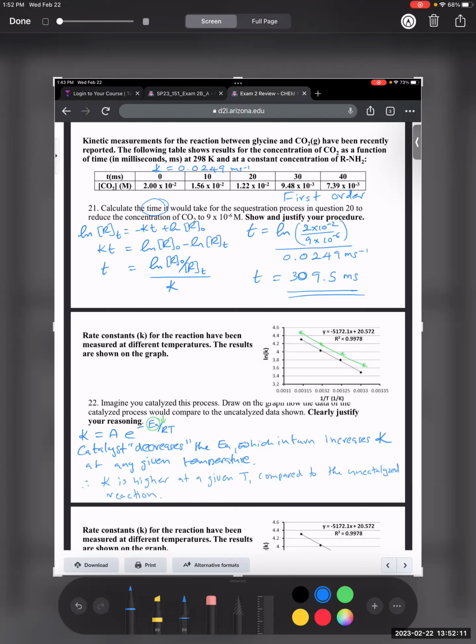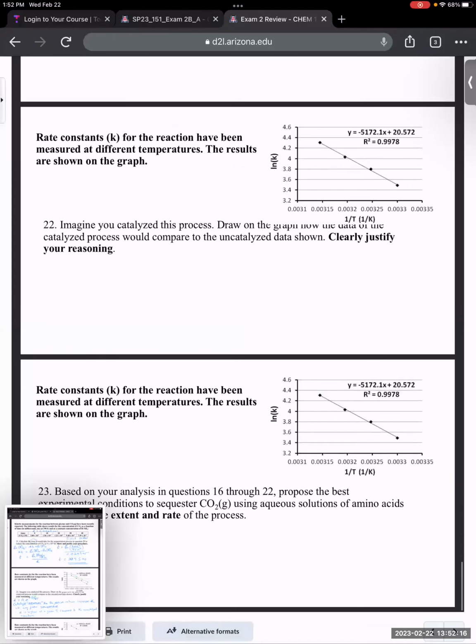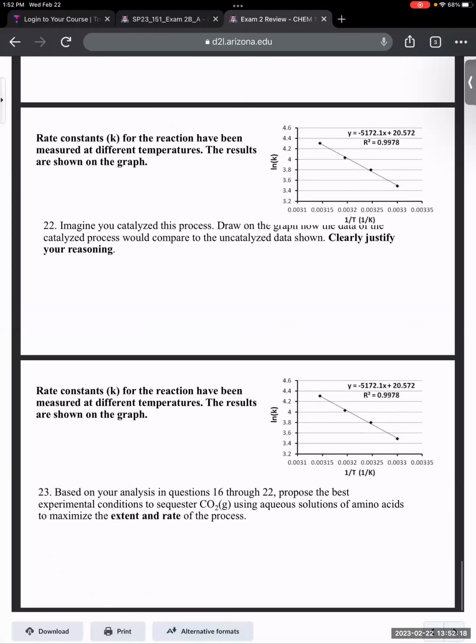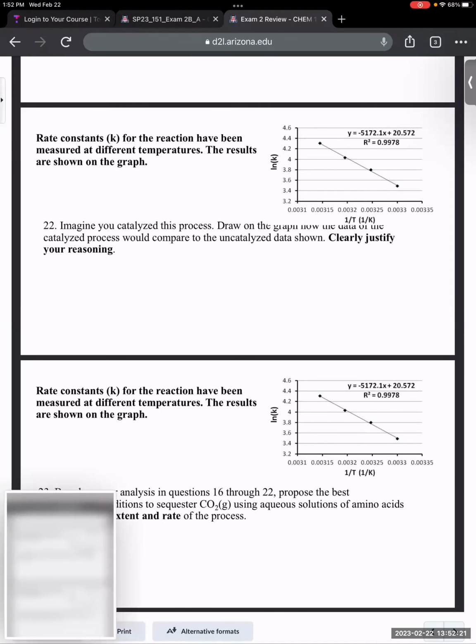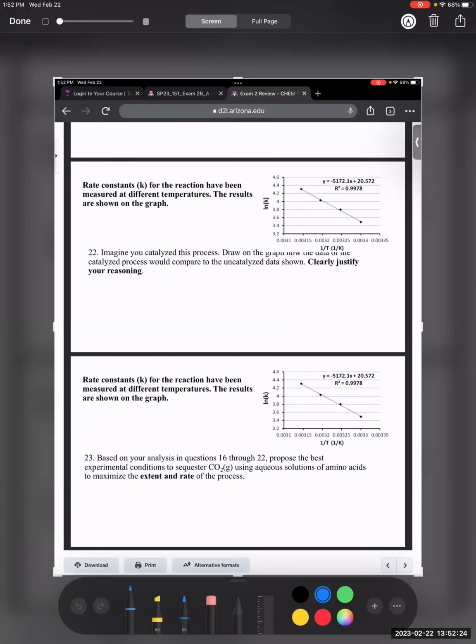Okay, so we can run with that. Moving on. I believe it's going to be the last question. Based on your analysis in questions 16 through 22, propose the best experimental conditions to sequester CO2. Sequestering CO2 is the outcome of that reaction. So it's about making the reaction more product favored. So the goal is to make the reaction more product favored.